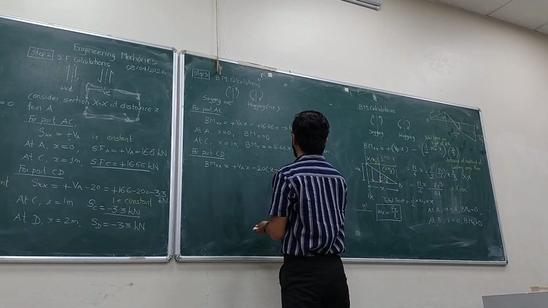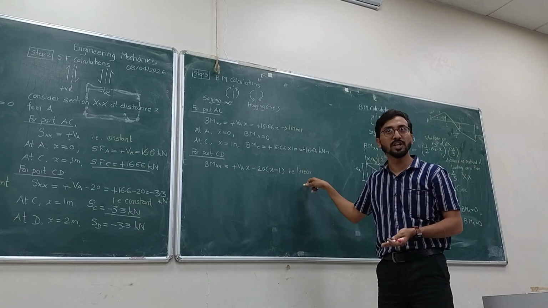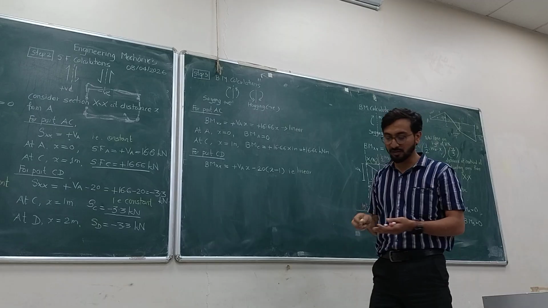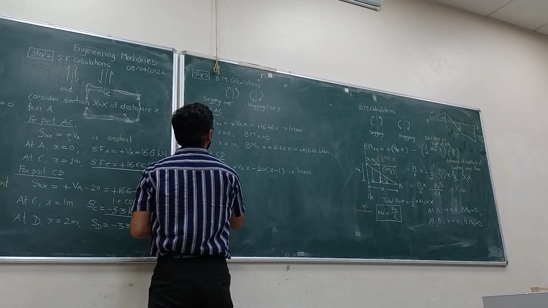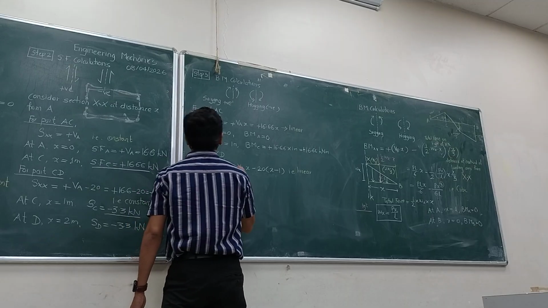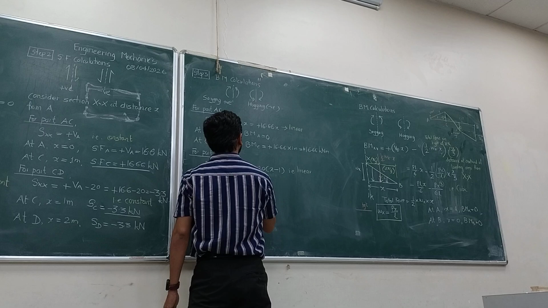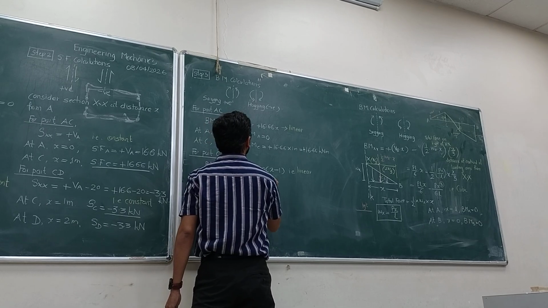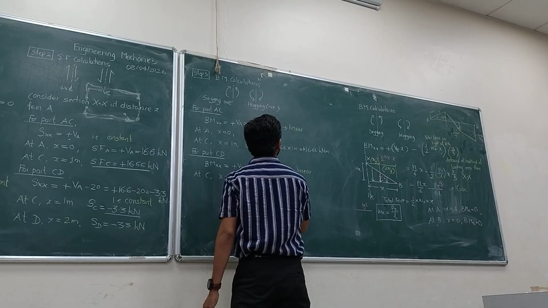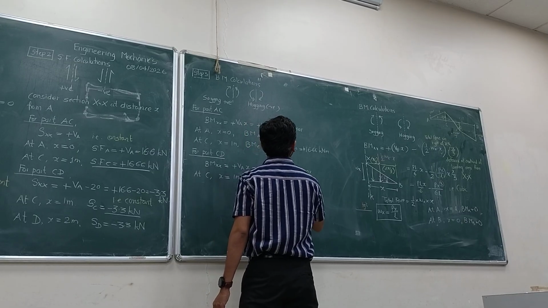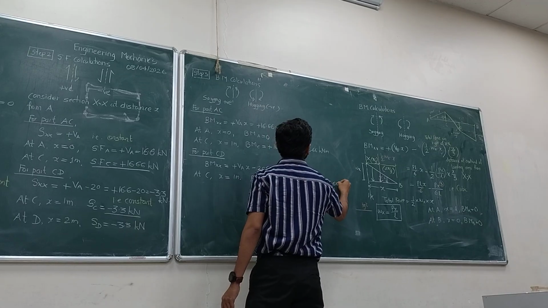Again, the variation is linear. x power 1, so variation is linear. So I'll find out the value at C. x is equal to 1 meter. Yes or no? So put the value in this equation. Therefore bending moment at C is equal to 16.66 into x, minus 20 into 1 minus 1. That is equal to plus 16.66 kN-m.